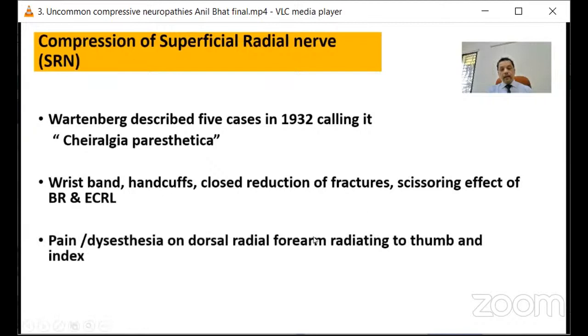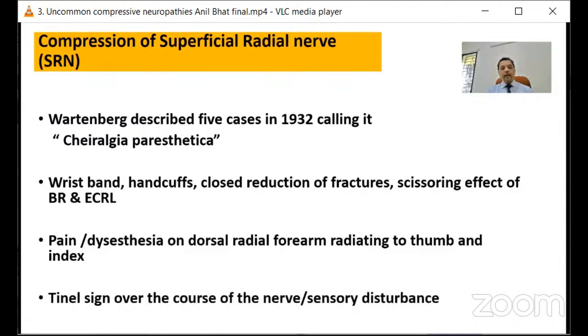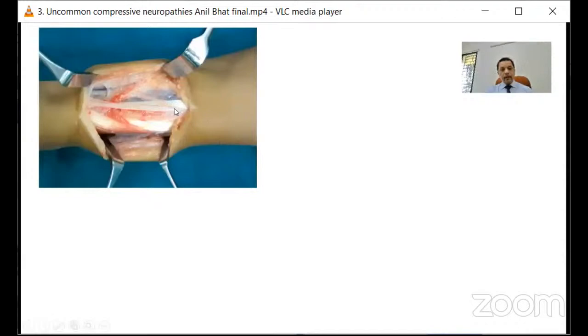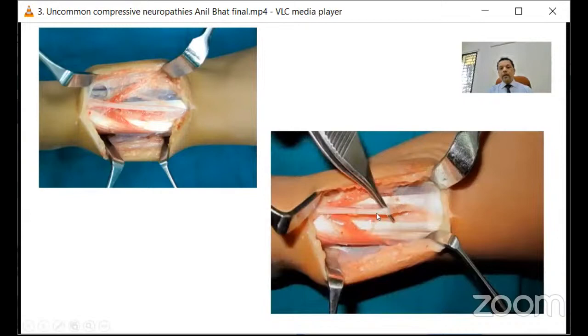Pain and dysesthesia on the dorsal radial forearm radiating to the thumb and index is a common problem, and sometimes Tinel sign can be elicited over this. That is where the two tendons, the brachioradialis and the ECRL, are crossing, and the nerve is coming out there. That is the point where it can get irritated and cause compression.